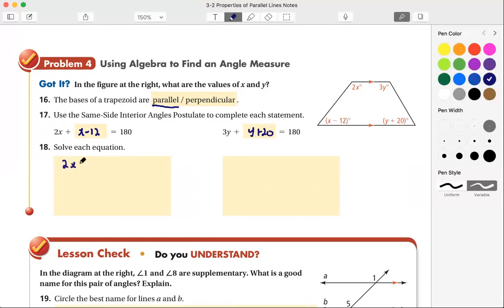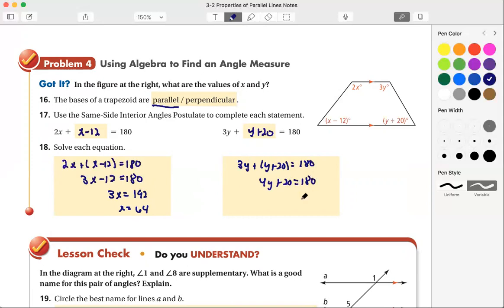For the first one, we have 2x plus the quantity x minus 12 equals 180 degrees. Simplifying, we have 3x minus 12 equals 180 degrees. We're going to add 12 to both sides, so 3x equals 192, and divide by 3, and we get x equals 64. On the right-hand side, we have 3y plus y plus 20 equals 180 degrees. So we simplify: 4y plus 20 equals 180 degrees. Subtract 20, so 4y equals 160. Divide by 4, y equals 40. And there we go. x and y are now solved.